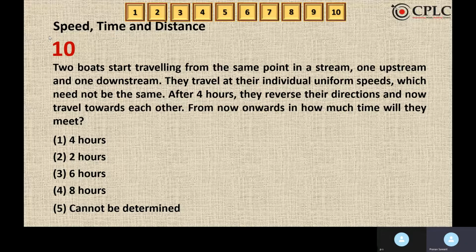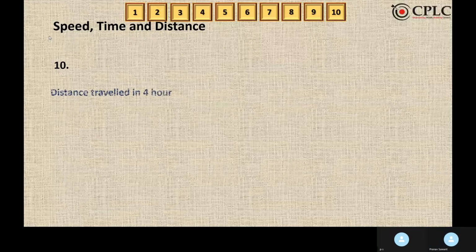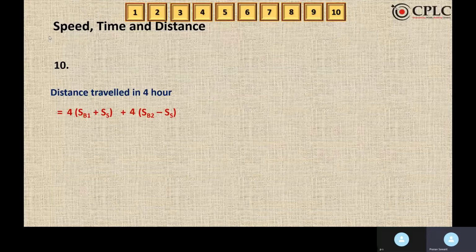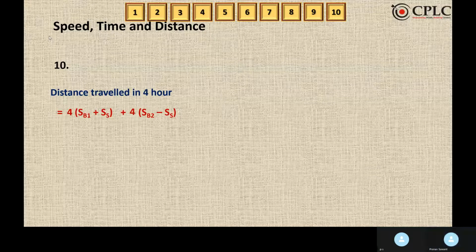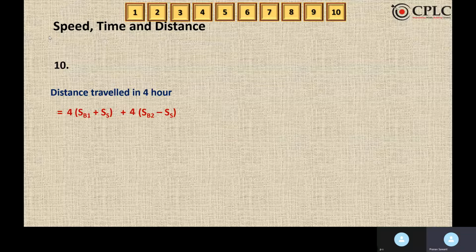It's a question based on boats and stream concept. Now, distance traveled in 4 hours would be, so we know that distance is equal to speed into time. They're traveling for 4 hours, hence time is going to be 4 in each case. One boat is traveling downstream and the other boat is traveling upstream, so we have to take the cases accordingly. So it would be 4 into SB1, B1 is boat 1, plus SS, SS is speed of the stream. In downstream condition, we have to add speed of the boat and speed of the stream. Plus 4 into SB2 minus SS. This is an upstream condition.